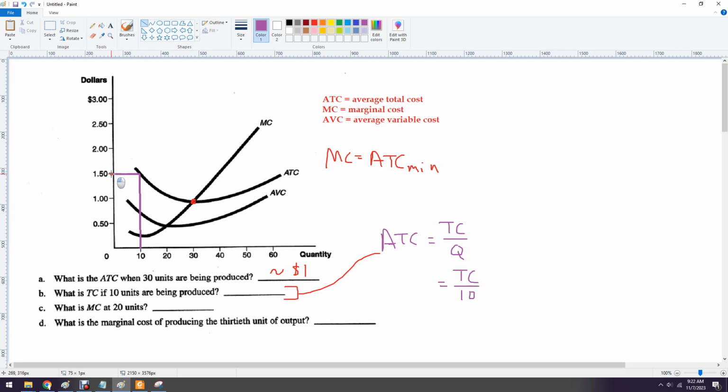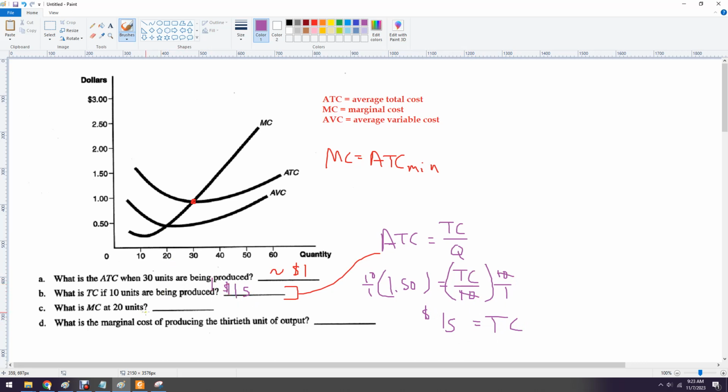Just follow that over there. Draw lines right on your graph. So $1.50 equals total cost over 10. We're going to multiply both sides by 10. You can probably do that in your head, but just in case you can't, or you want to write out all the steps, those cancel out, so I get total cost. This is going to be $15. So total cost is $15 of producing that many units.